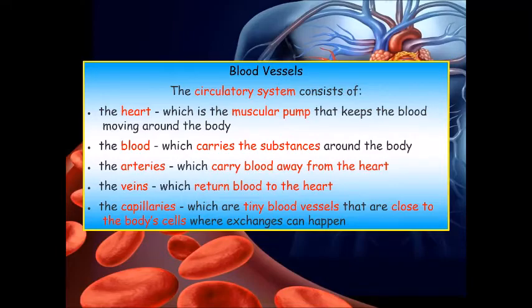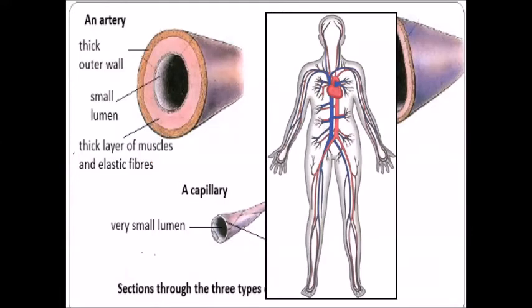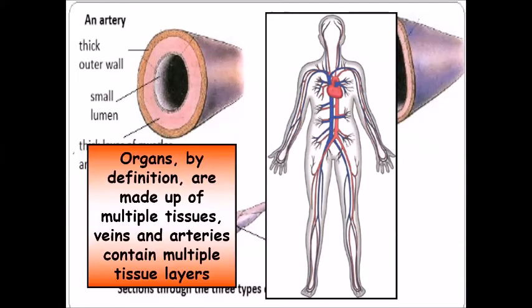What a lot of people don't realize is arteries and veins are both classed as organs, same as the heart is an organ, because they're made up of multiple tissue. Whereas capillaries are not, they're only single cell thick, so by default they cannot be made of multiple tissue, therefore they're not classed as organs. So arteries and veins are organs, capillaries are actually just tissue.